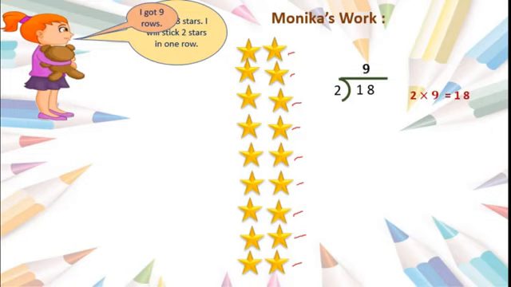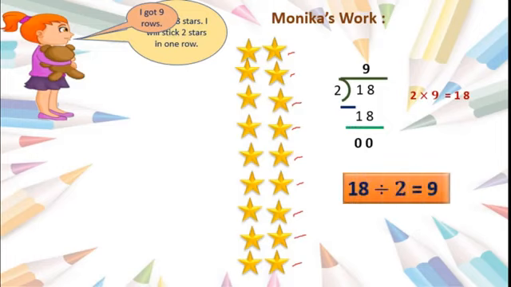So we will write 9 up above the line and 18 down below that 18. We will minus 18 from 18. So 0. So here what is the meaning? 18 divided by 2 is equal to 9. Right?